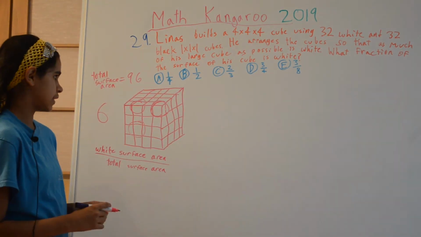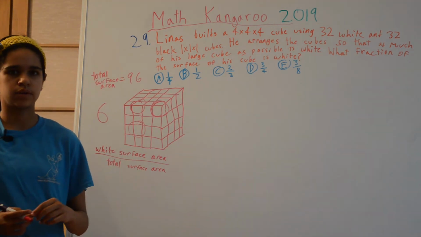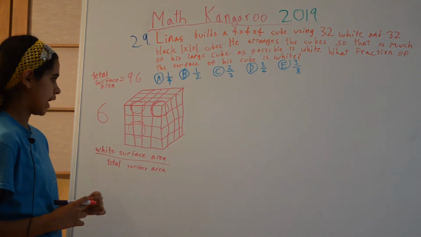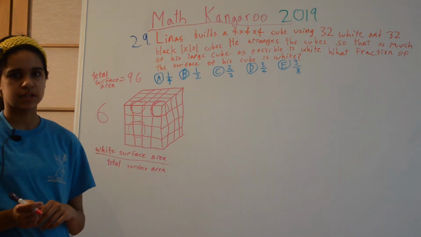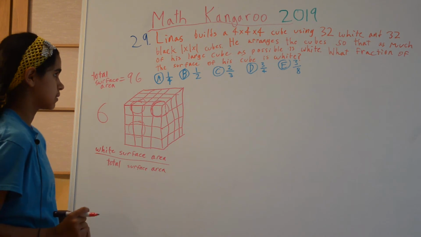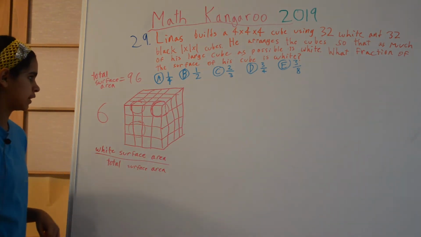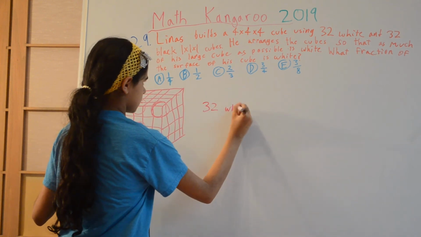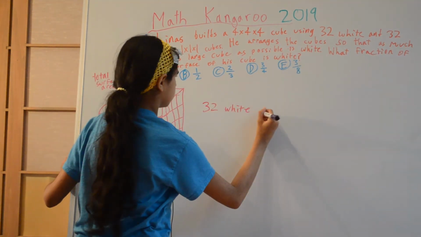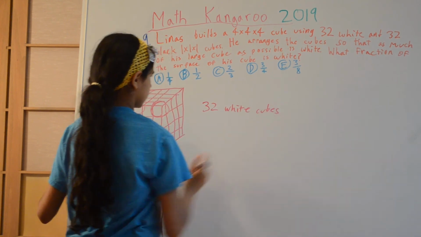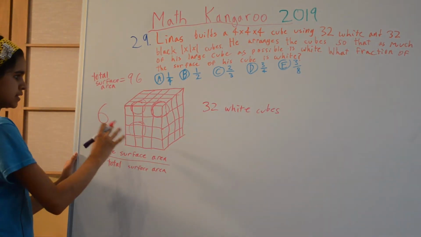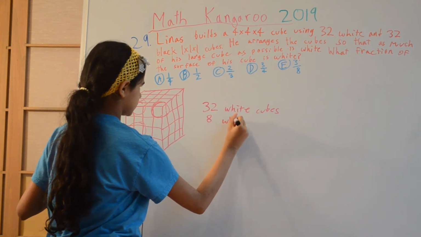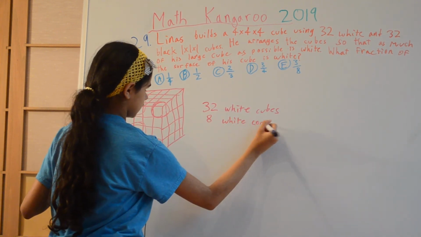So first, Linus is going to want to make sure that all the corners are white, and all the edges are white, and then as much of whatever is left as possible. There are 32 white cubes, it says that over there. The other 32 are black. And there are 8 corners, and they're all white, because we want to maximize that.